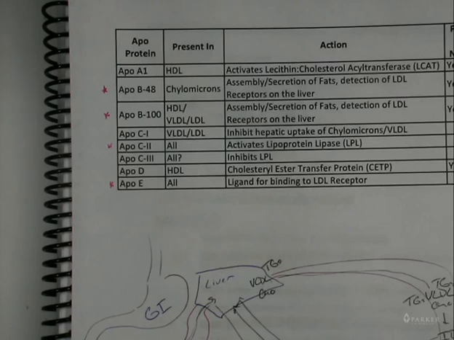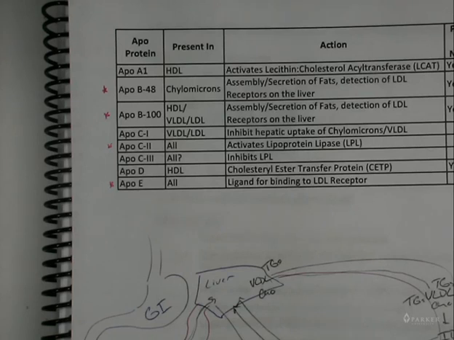We're going to start with ApoB100. ApoB100 is an apoprotein. It's hydrophilic, it goes on the outside of the molecules, et cetera. ApoB100 is responsible for the assembly and secretion of fats and the detection of LDL receptors, which means that one of the protein compartments of these lipoproteins is responsible for the assembly and the secretion of fats, which is important because they pick up and drop off fat. They pick up fat primarily at the liver and they drop off fat at other tissues. The assembly and secretion of fats, and the detection of LDL receptors on the liver.